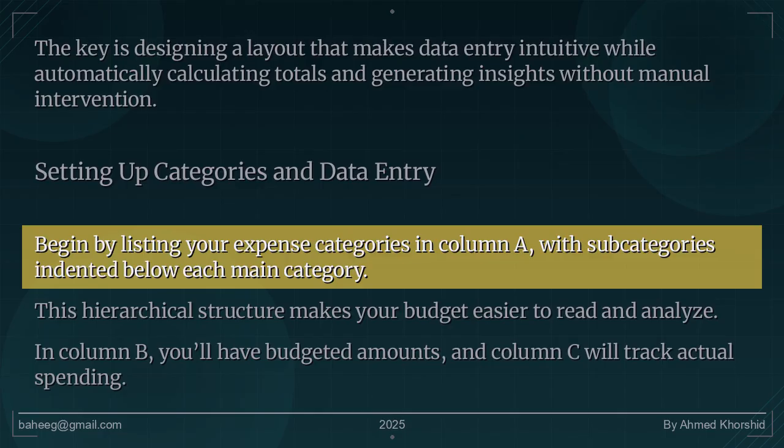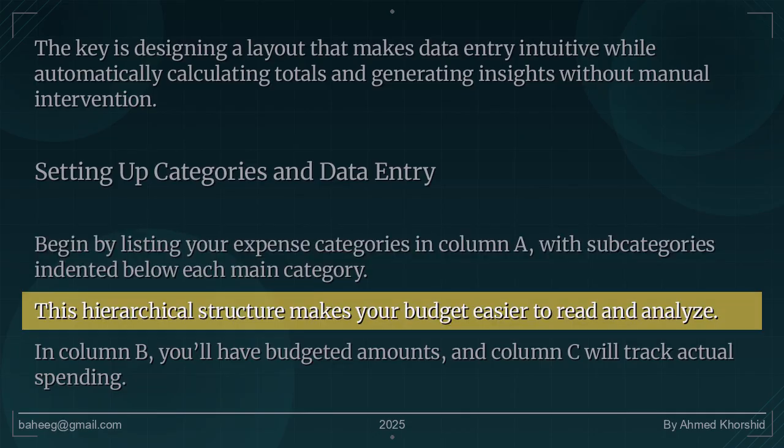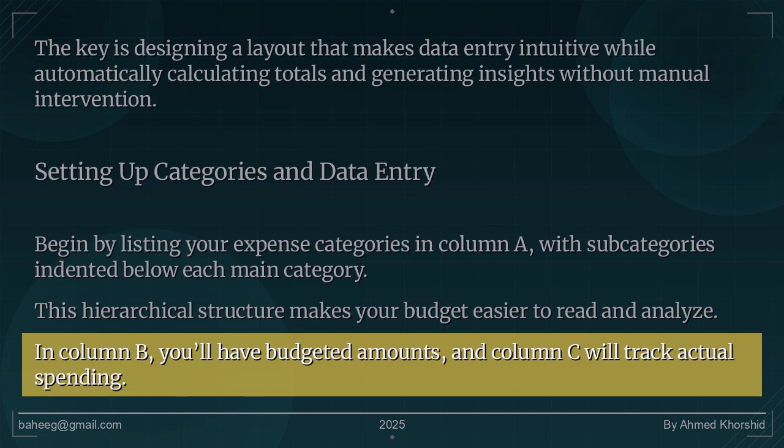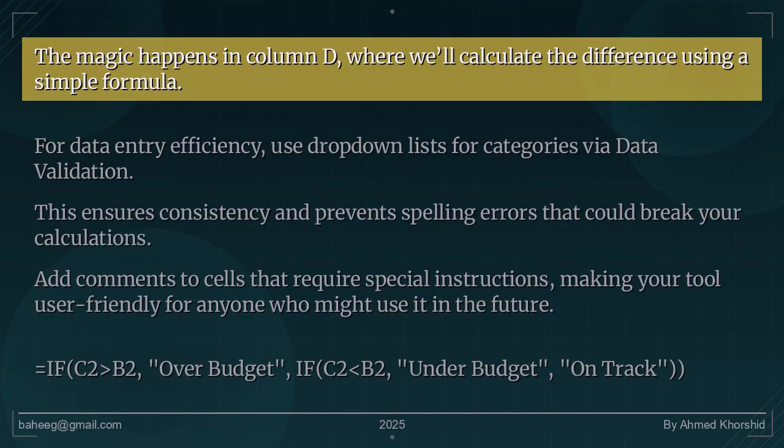Begin by listing your expense categories in column A, with subcategories indented below each main category. This hierarchical structure makes your budget easier to read and analyze. In column B, you'll have budgeted amounts, and column C will track actual spending. The magic happens in column D, where we'll calculate the difference using a simple formula.